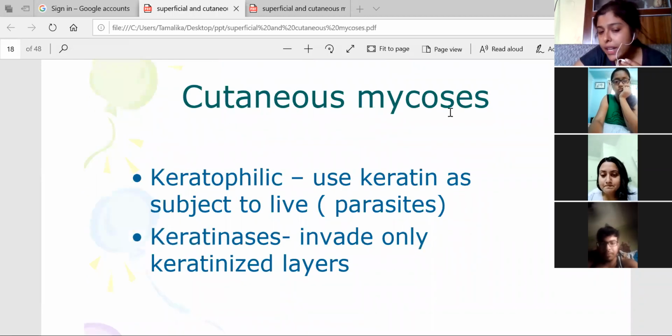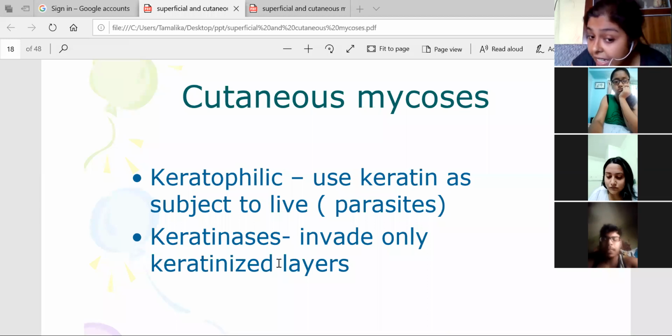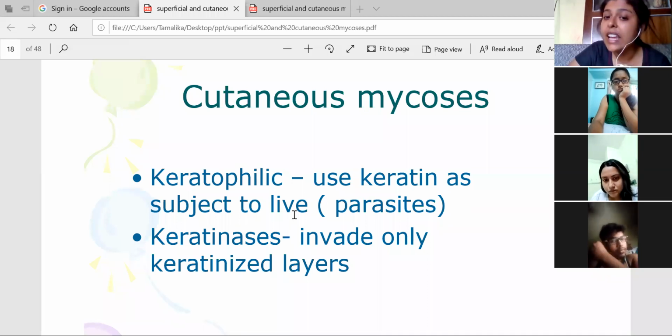So cutaneous mycosis is keratophilic. That means they use keratin as a source to live. So they act like parasites, and they use keratin as that particular source to live. That is why they are called keratophilic. Moreover, they also have keratinases, which invade only the keratinized layer. So in the keratinized layer, the invasion is done. Am I clear or not?